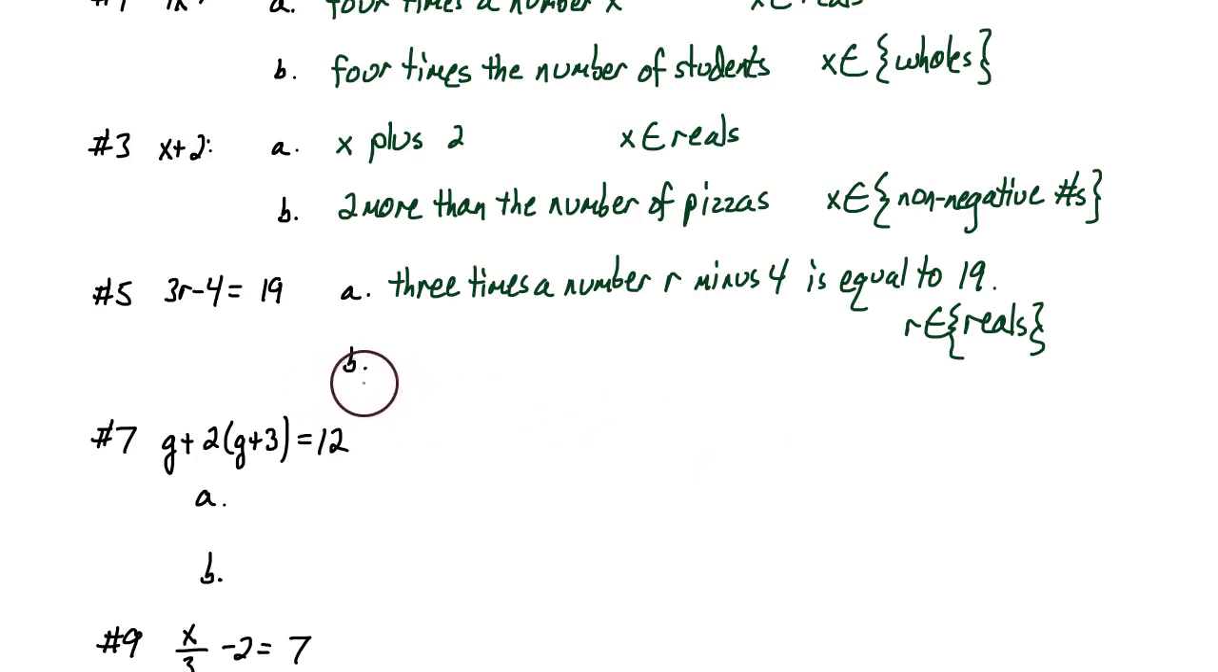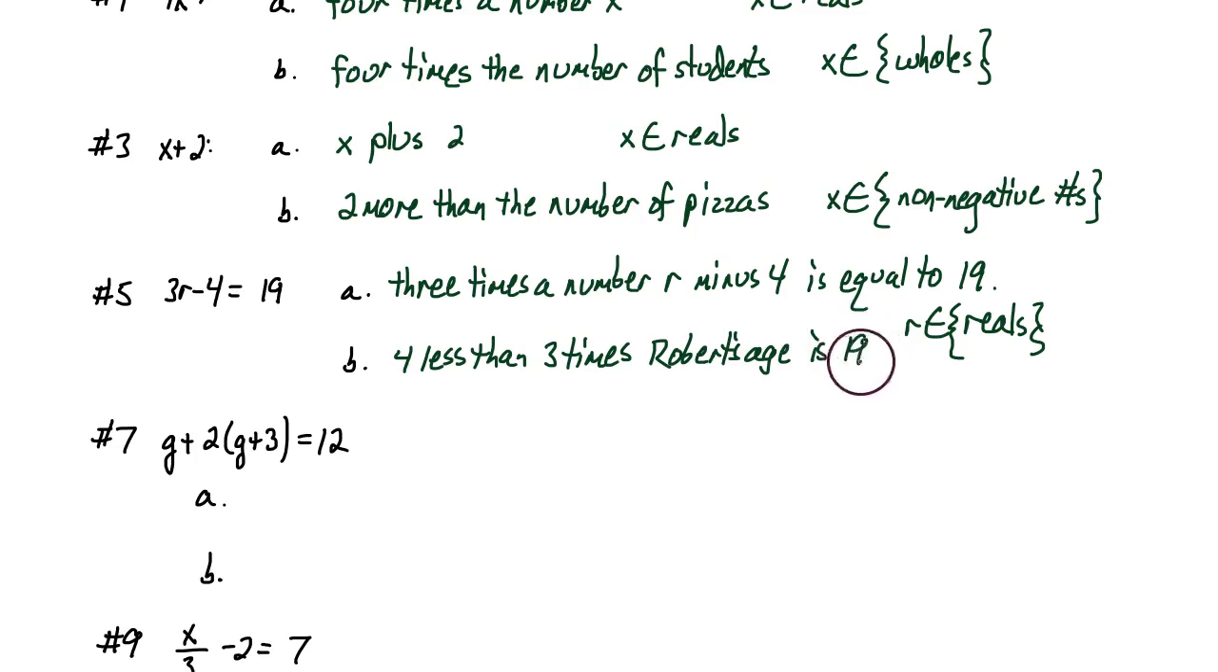For a second interpretation, let's create something from a real-life scenario. Here's a possibility. 4 less than 3 times Robert's age is 19 years. In this sentence, Robert's unknown age is being represented by the variable r. A suitable domain for Robert's age would be any natural number, because Robert could be 1 or 2 or 3 or 4 years old.